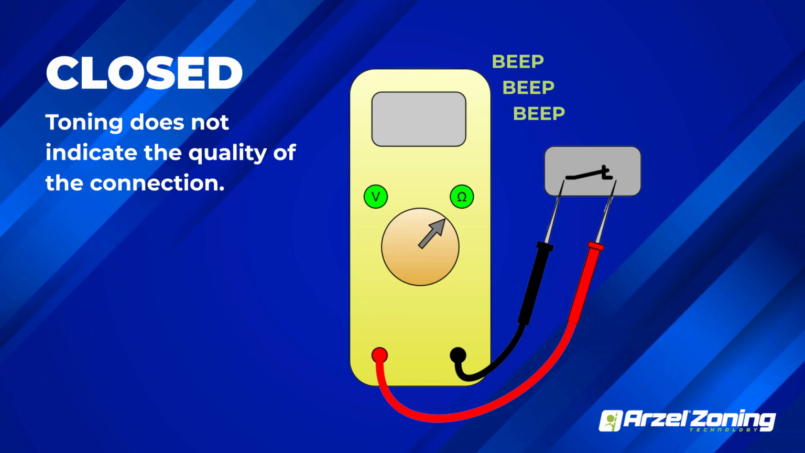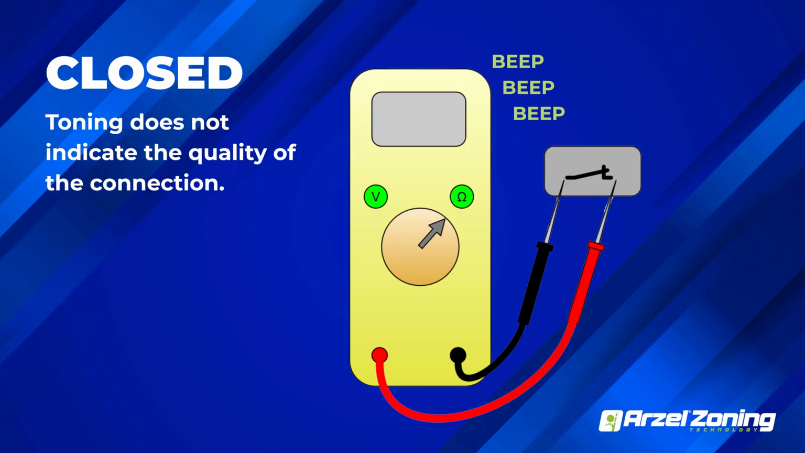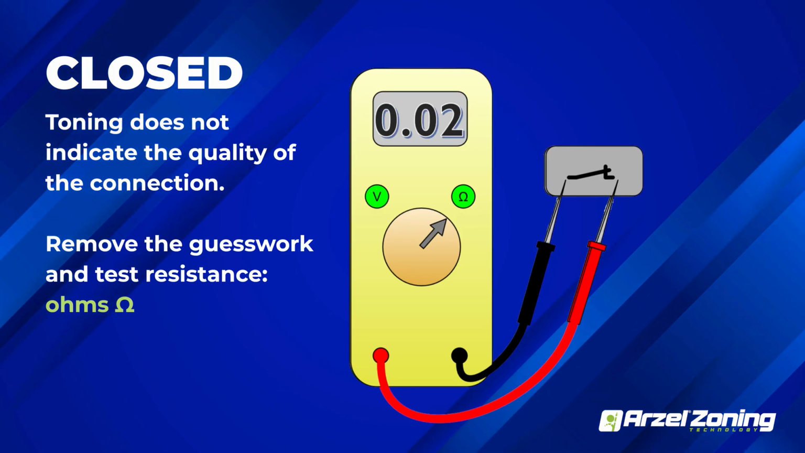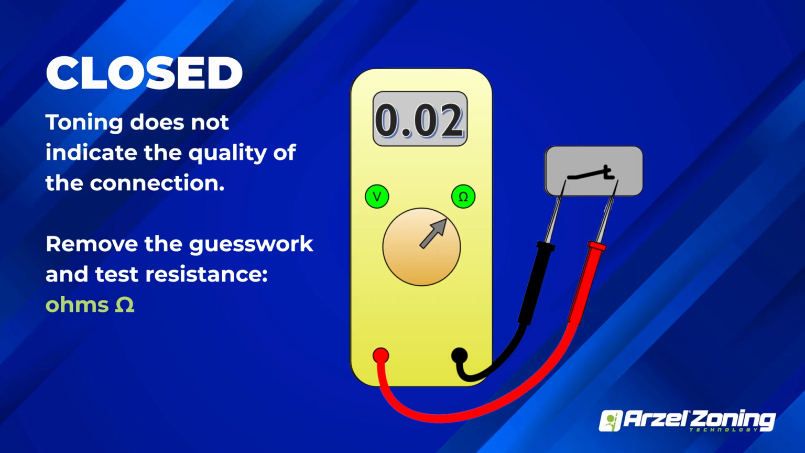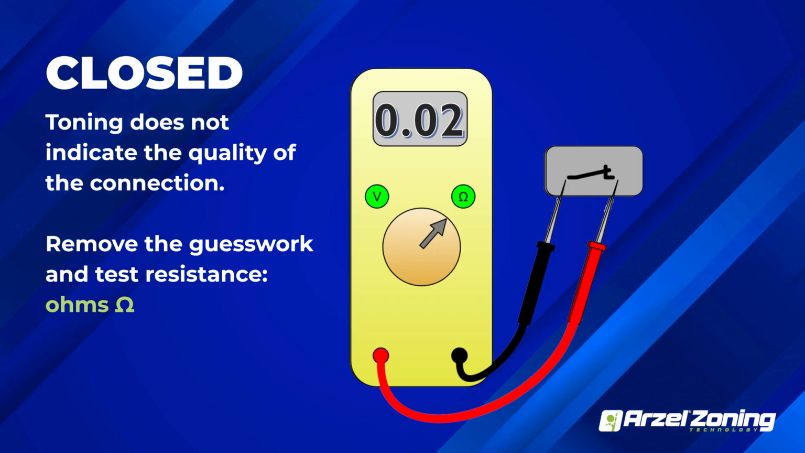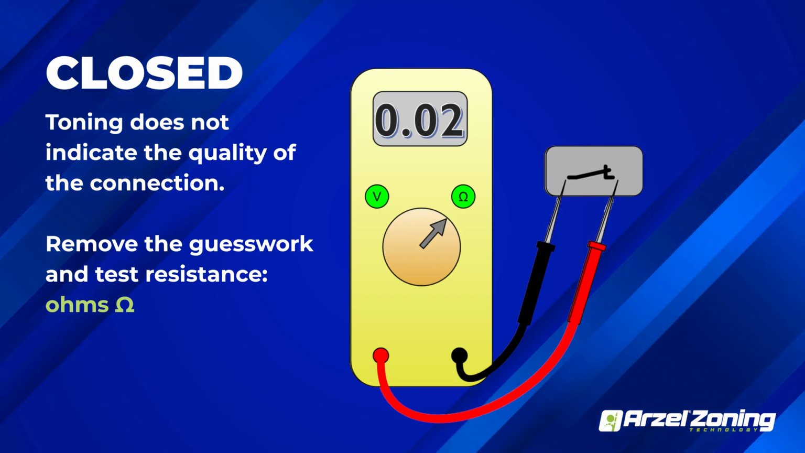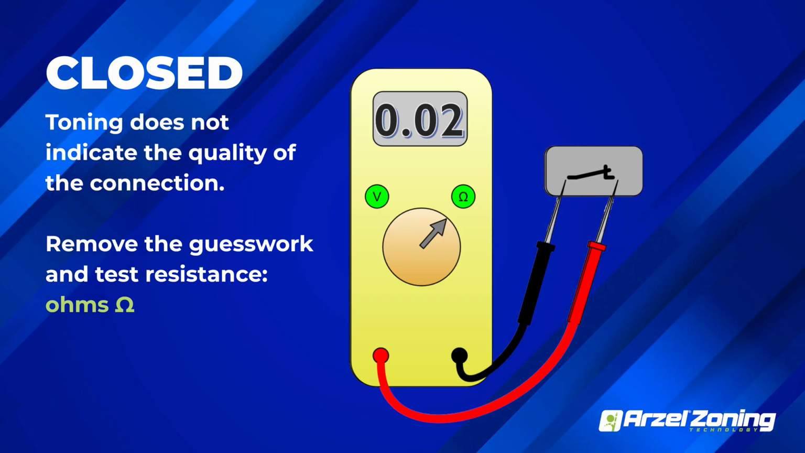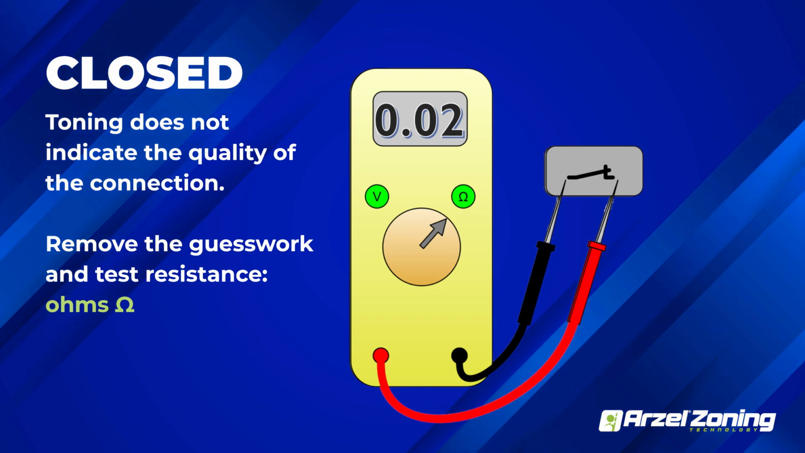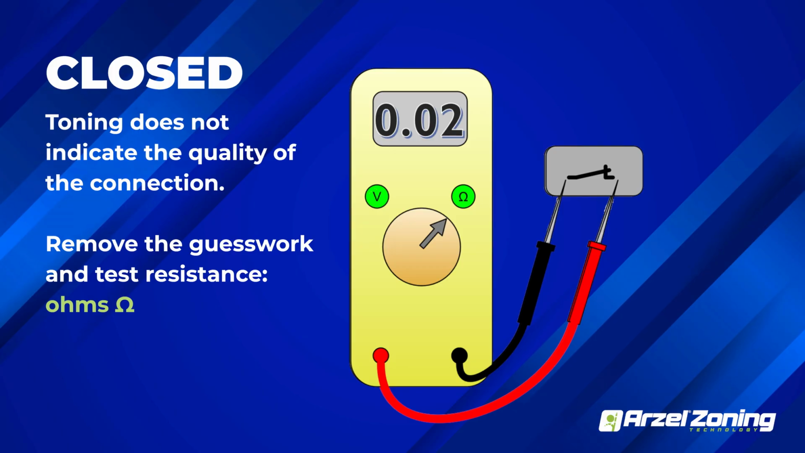If I have a closed set of contacts, a lot of technicians listen for that beep, beep, beep on their meter, but that toning doesn't indicate the quality of contacts. So if I'm going to ohm it out, what am I looking for to say that that's a good set of contacts? 0 would be perfect. However, in an imperfect industry, we're actually looking for anything less than 1 ohm of resistance. So if it's less than 1 ohm of resistance, we know that there's not significant impedance.